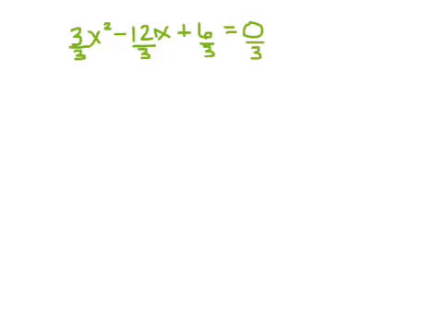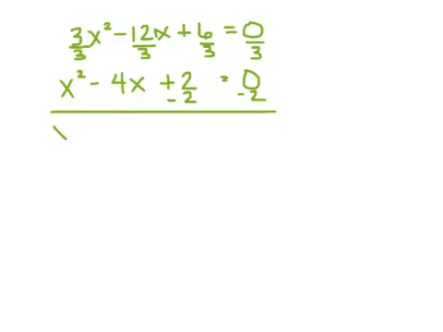Now, this particular problem, it worked out nicely where when I divided it by 3, every single one of them came out to be whole numbers. Most of the time, it's not that easy. A lot of times it does not come out perfectly like that. So therefore, we're going to have to do a lot of other little things. Then from here, I'm going to move the constant to the other side. So I got x squared minus 4x equals negative 2.